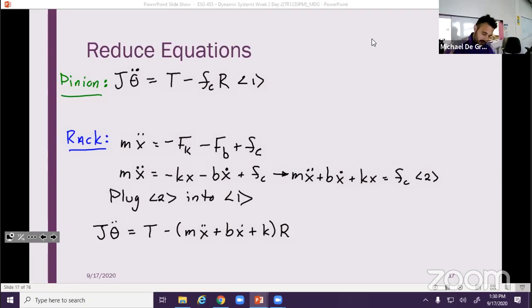Now that's interesting too, right? Because it gets us a step closer, but we're not done because we still have theta. And our input was T and our output was x. So we need to get theta in terms of x, right? We need to get theta in terms of x. So how do we get theta in terms of x, right?